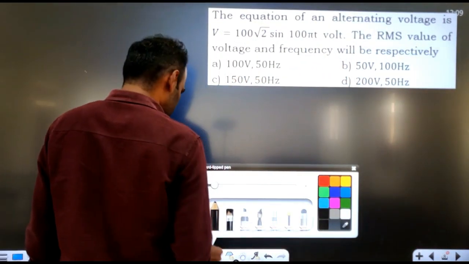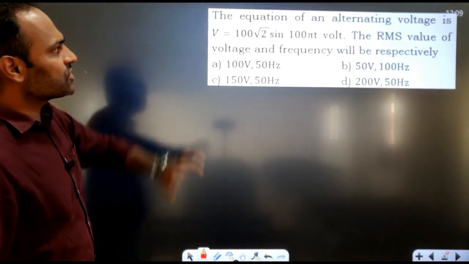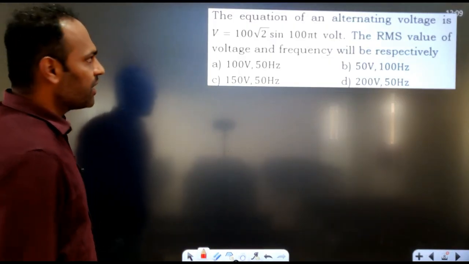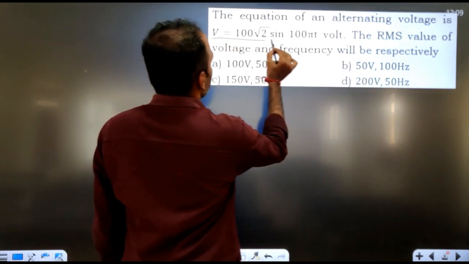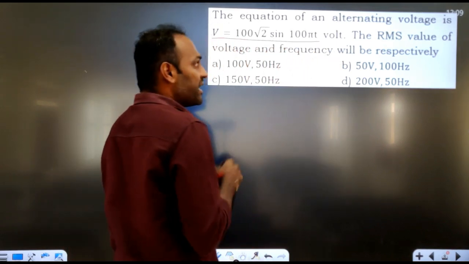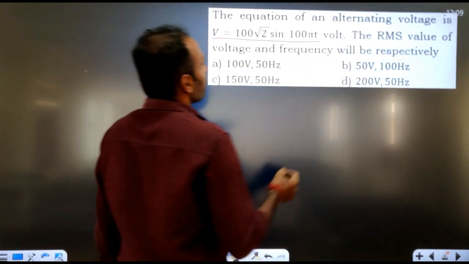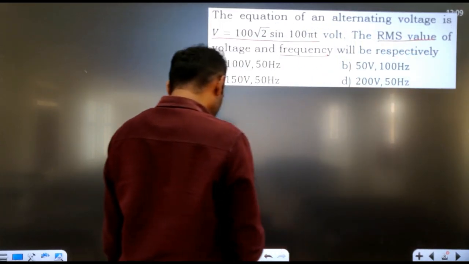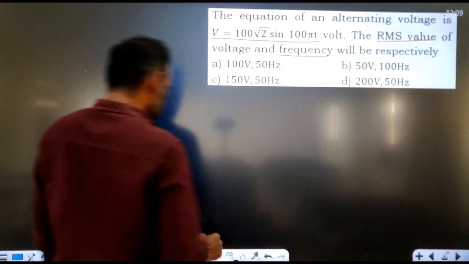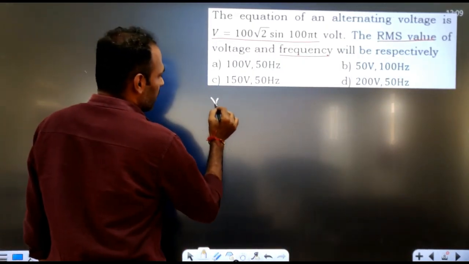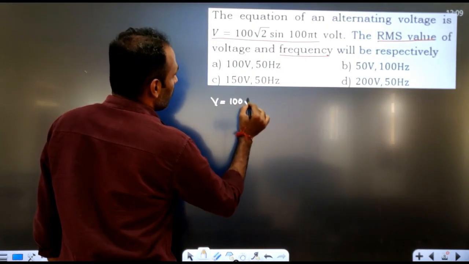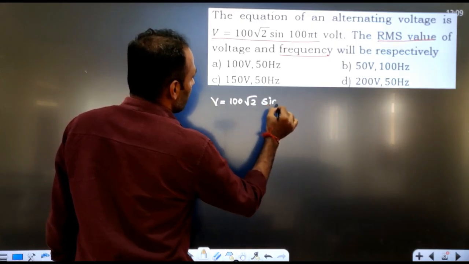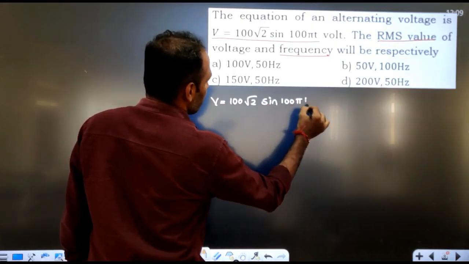Let's look at some questions. Now see, the equation of an alternating voltage is given by V = 100√2 sin 100πt volt. The RMS value of the voltage and frequency will be respectively. They ask for RMS and frequency. So first, the given equation is V = 100√2 sin 100πt. This is the given equation.